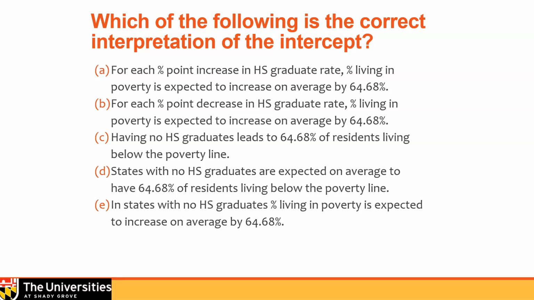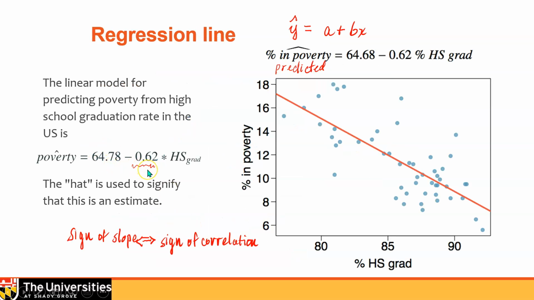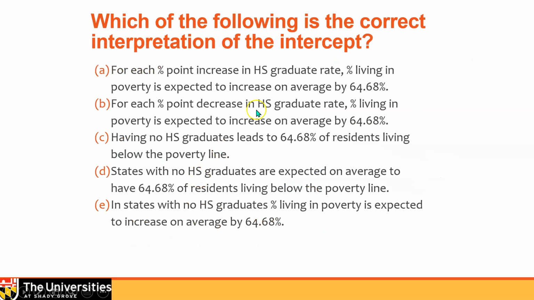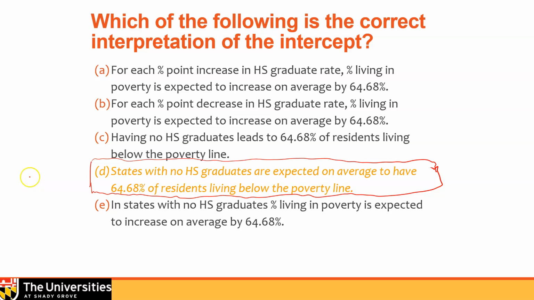So keeping that in mind, let's go back for a moment to see our equation. We see an intercept value of 64.78 and a slope value of 0.62. So looking at the intercept percent, let me go back and see this. Actually, I was hesitating here because it does not look right. It's worded oddly. Okay, expected on average to have 64.68% of residents living below the poverty line.